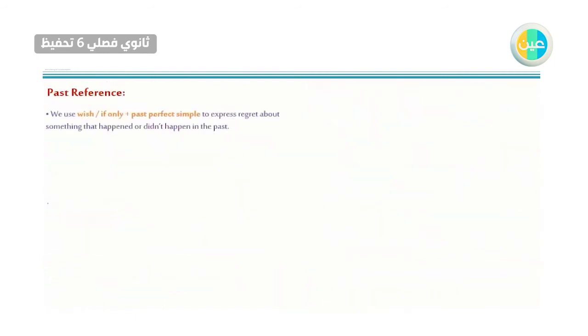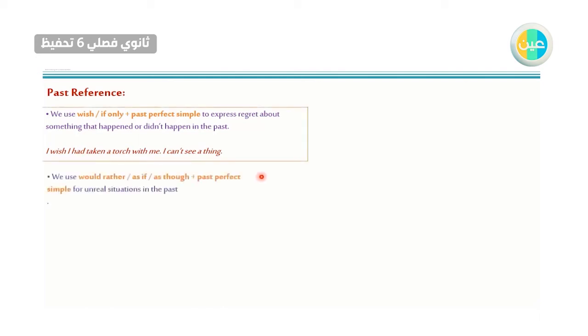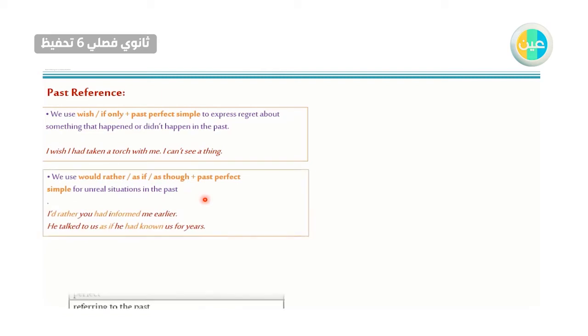Also here about past reference, we use wish, if only, plus past perfect simple. In past reference, we use past perfect simple to express regret about something that happened or didn't happen in the past. For example, I wish I had taken a torch with me. I can't see anything. Or we use would rather, as if, as though, plus past perfect simple for unreal situations in the past. For example, I would rather you had informed me earlier. Or he talked to us as if he had known us for years.